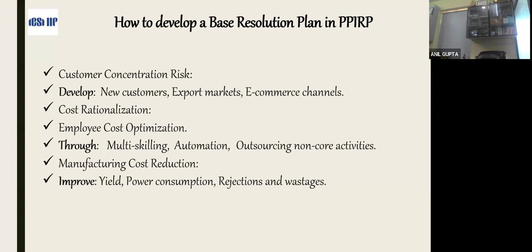Develop new customers, he is agreed. Export market, he will agree. E-commerce channels, I am increasing. Very good. Cost rationalization, sir, I am doing cost reduction. Very, very good. Next, employee cost optimization, sir, I am reducing. Then automatically surplus will increase, and the repayment guarantee is there for the financial creditor. He will accept. Through multi-skilling, automation, outsourcing non-core activities, cost will automatically reduce. Very good, sir. Go ahead. Manufacturing cost reduction: improve the yield, power consumption, rejection and wastages. Good strategies, we will also encourage.